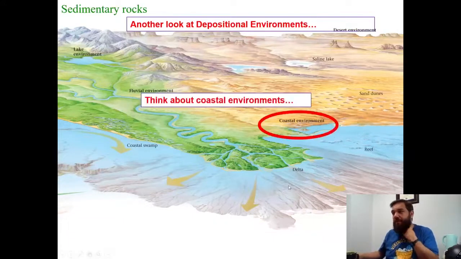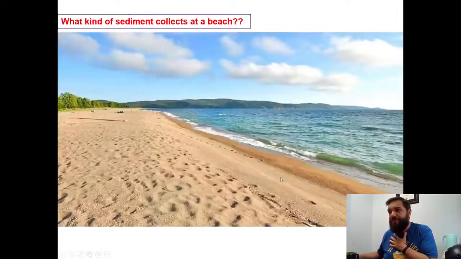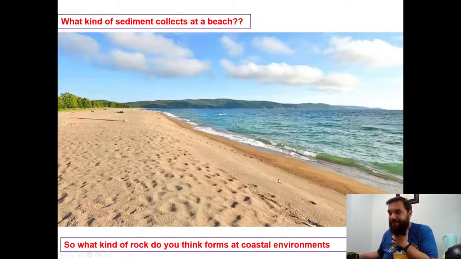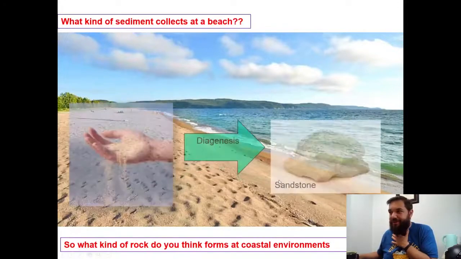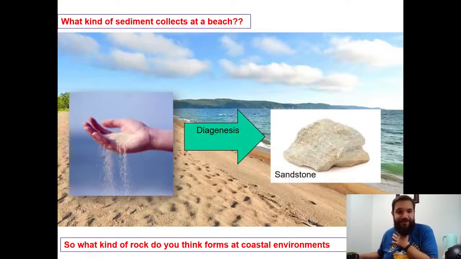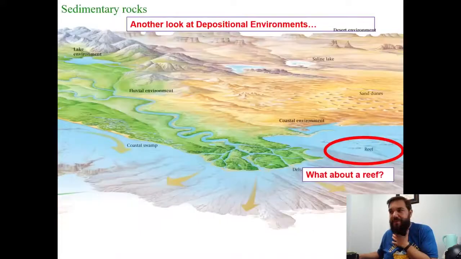Okay. So the easiest one I think for us here in Corpus is a coastal environment. What do you find at the coast, at the beach? Not rocket science. It's sand, right? So what kind of rock forms at a beach? Well, it's going to be sand, which gives you sandstone, right?